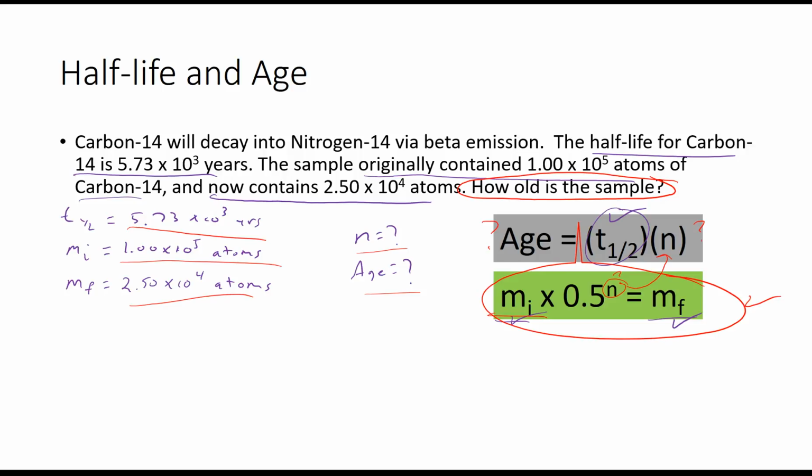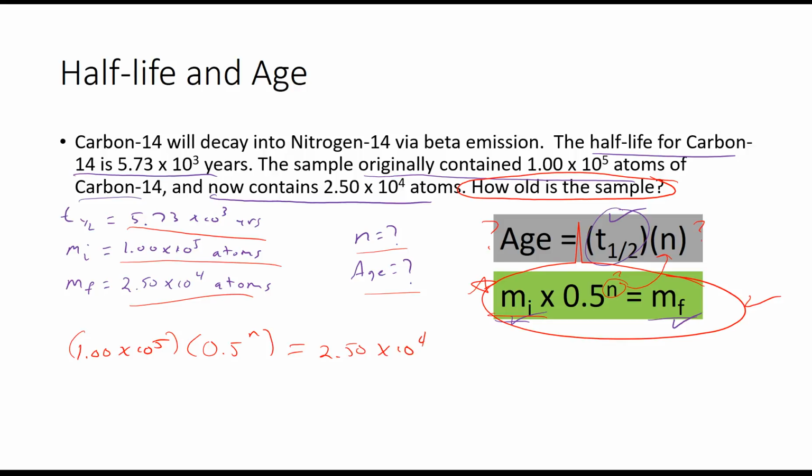I want to figure out the value of n, the number of half-life periods. I'm going to use this equation right here to solve for that, so I'm going to substitute my values in. My m_i is 1.00 times 10 to the fifth, times 0.5 to the n, equals 2.50 times 10 to the fourth.